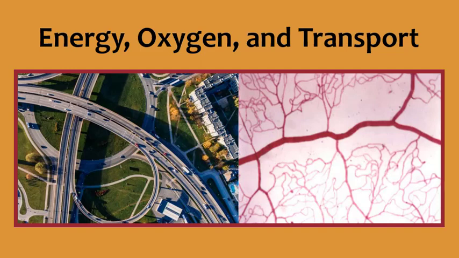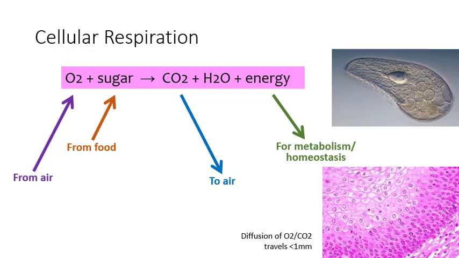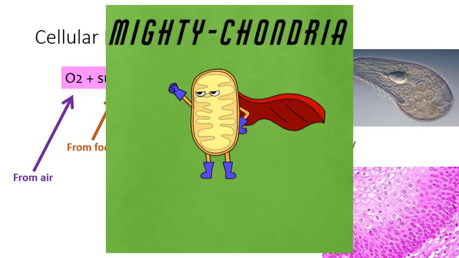Now that we've covered the different types of digestive systems in animals, we'll look at how those nutrients, along with oxygen, get to all the cells of the body. The reason we breathe and the reason we eat is mostly to supply mitochondria in our cells. Those organelles take oxygen and sugar to produce energy. Remember, energy equals life. Thank you, mitochondria.